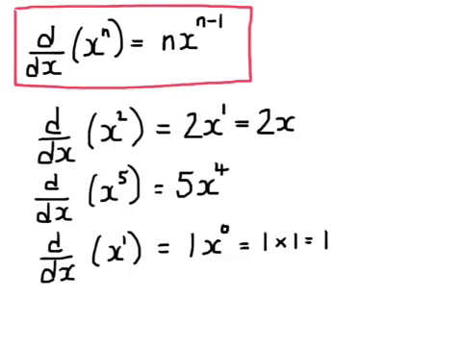So to recap and sum up, if we want to differentiate any power of x to the power of n, the power n goes in front of the x, and then we reduce that power by 1. So d dx of x to the n equals nx to the n minus 1.